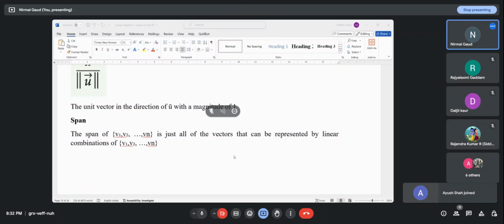Hello everyone. So in the previous class we were discussing about span. Okay. So in vectors, span means we are having a set of vectors that can be represented by linear combination of these vectors itself. Okay.